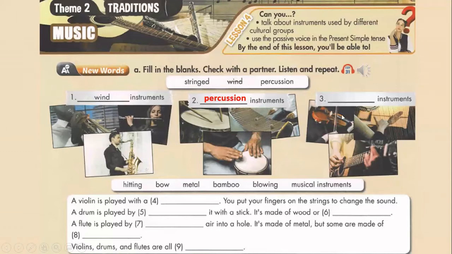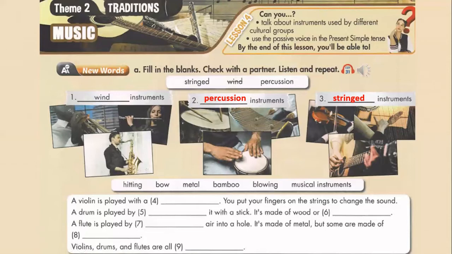Next, we have number three, stringed instruments. As we can see in some examples, we have violin, we have cello, and also we have guitar, okay? So these instruments have strings. So we use strings for us to change the sound of it, okay?